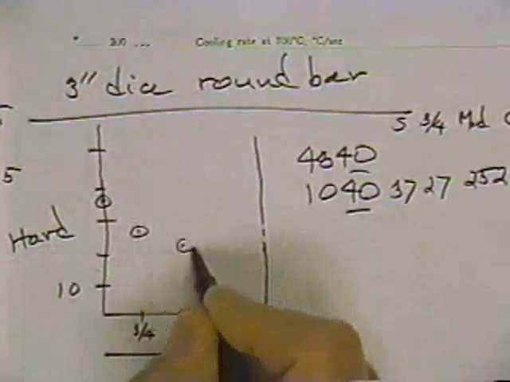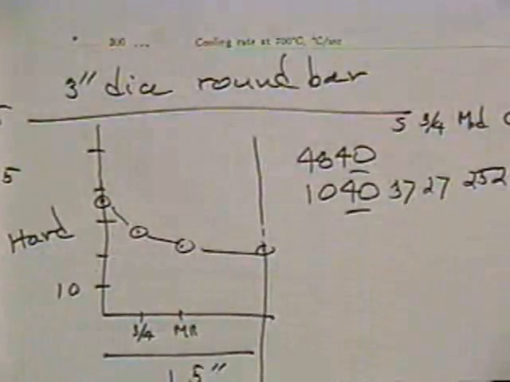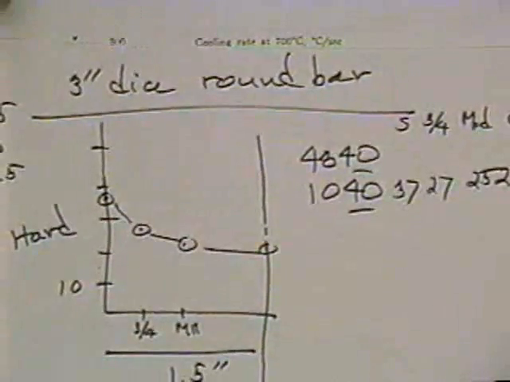So if we use little circles for the 1040, the hardness profile across that 3-inch bar would be given in that way. Now we're making a prediction, and it turns out the prediction will be pretty darn good.